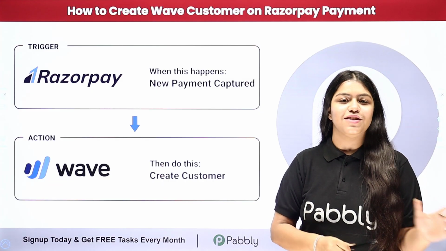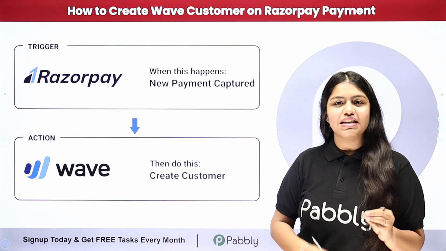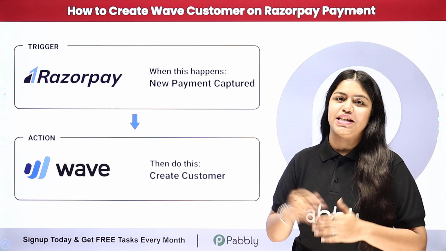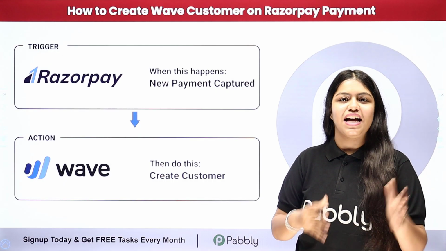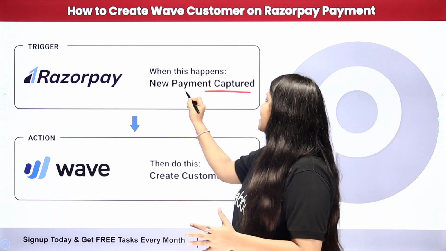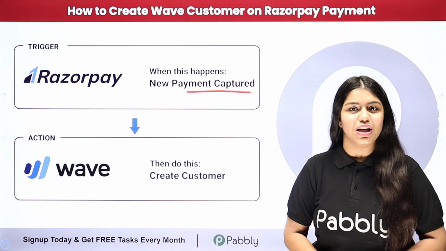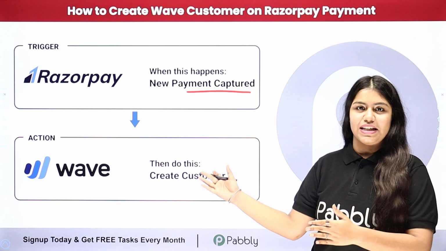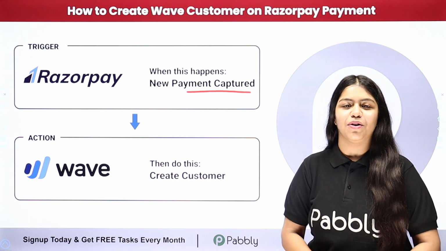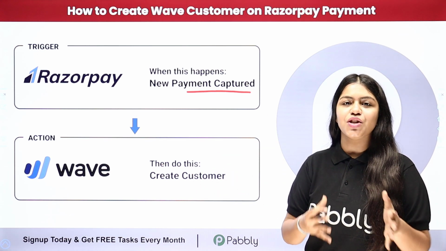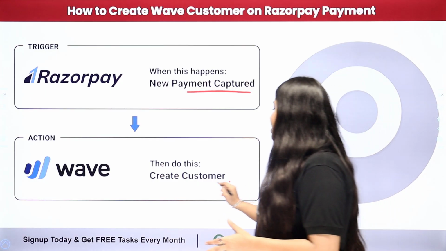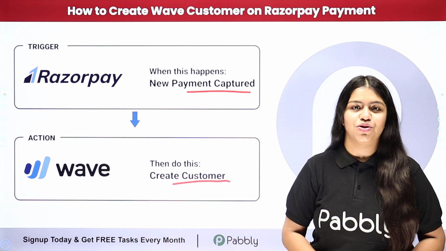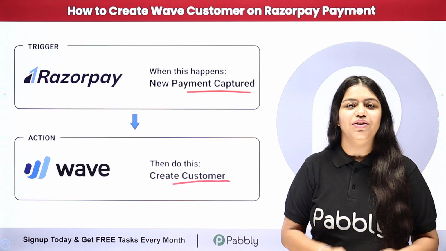So over here I'm running an edutech company and we sell our courses and ebooks online with the help of Razorpay. So now what I want is that as soon as a new payment is captured in my Razorpay account, which is as soon as we sell a new course or an ebook with the help of Razorpay, automatically with the help of these same customer details who purchased the course or the ebook, a new customer should be created in my Wave account too. That too without any manual efforts.